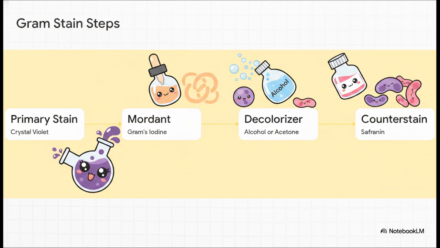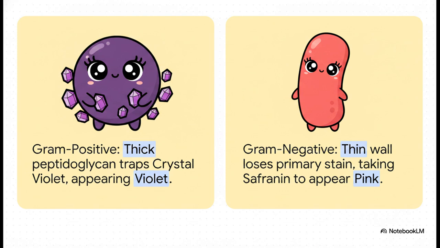Step 2, you add the mordant, Gram's iodine, which forms a complex to lock that color right in. Step 3, you apply the decolorizer, usually 95% ethyl alcohol or acetone. And finally, step 4, you apply a counterstain called safranin. Each step systematically builds upon the last to chemically differentiate our invisible culprits. And this brilliantly illustrates the ultimate result of that four-step process. The Gram stain classifies bacteria purely by the structural composition of their cell walls.